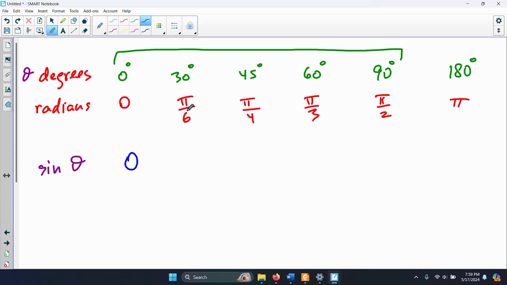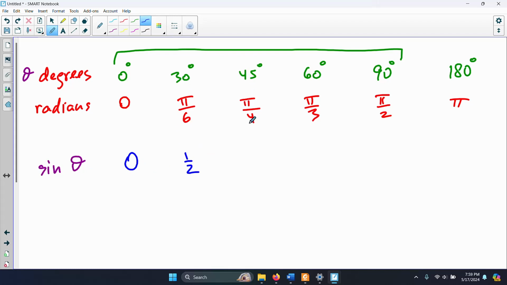Sine of 30 degrees, or sine of pi over 6, is 1/2. Notice 1/2 is a flat number. There is no degree sign, there are no units whatsoever. It's a unitless measurement, just a pure number. So we've got sine of 30 is 1/2.